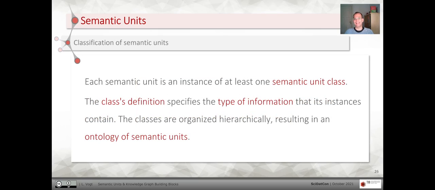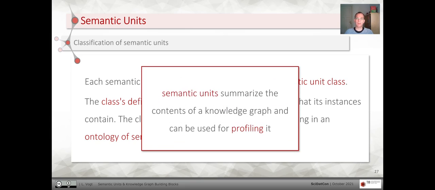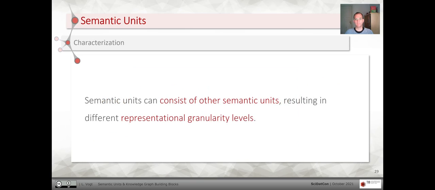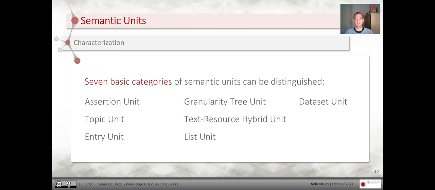Each semantic unit is an instance of at least one semantic unit class, and the class's definition specifies the type of information that its instances contain. The classes are organized hierarchically, resulting in an ontology of semantic units. So semantic units summarize the contents of a knowledge graph and can be used for profiling the graph. Semantic unit classes provide another entry point for querying and exploring the graph, searching for a specific type of information. Semantic units can consist of other semantic units, resulting in different representational granularity levels.